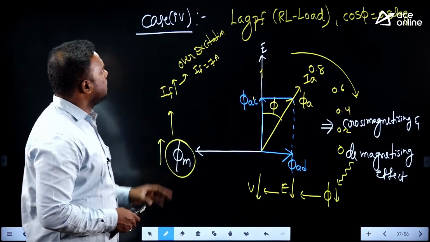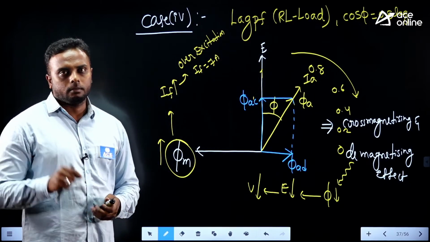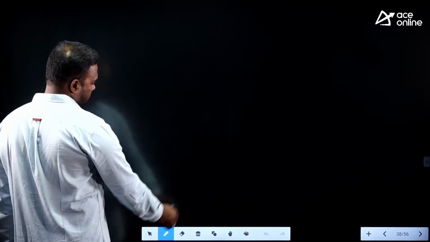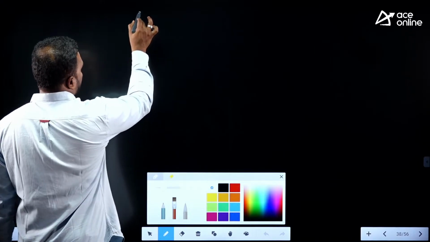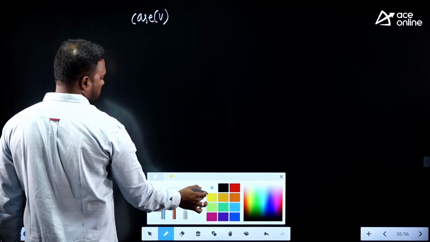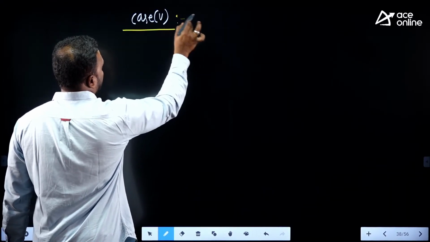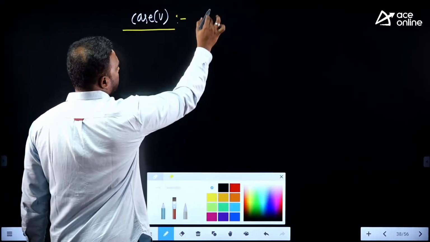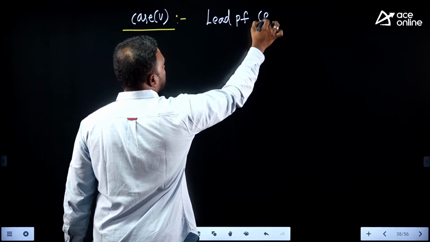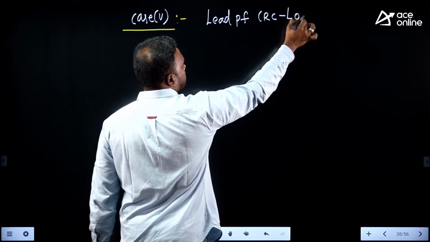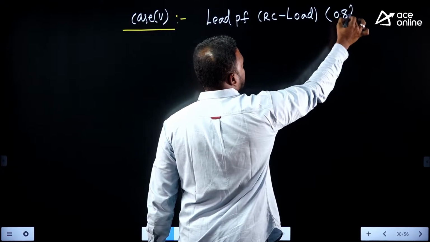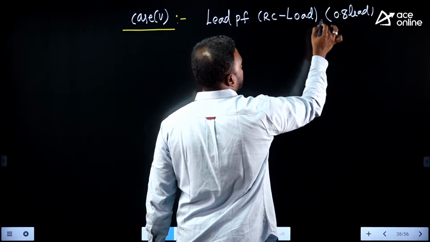Okay, next. This was case 4, lagging power factor. Let's see case 5, leading power factor. Case 5, leading power factor. Leading power factor means an RC load. So let us take an example of 0.8 lead. 0.8 leading I am taking.